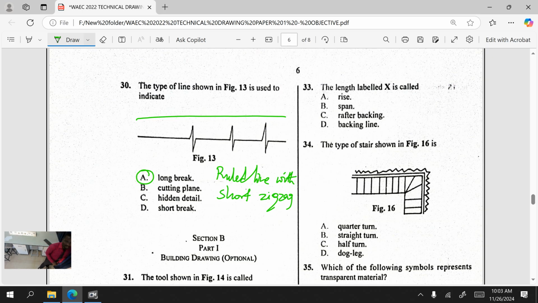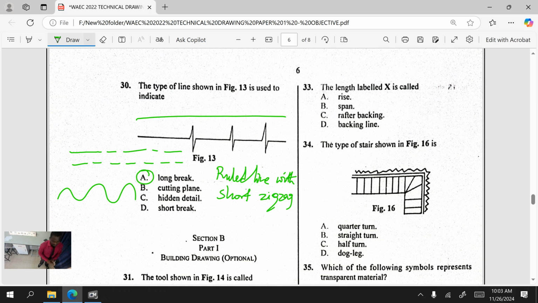For the cutting plane, if you are asked, the cutting plane is a thick, long chain like this. That is the line for cutting plane. Then hidden details is short dashes like this. Then short break. Short break is wavy line. Thin wavy line, that's a short break. Thick wavy line, that's for a short break. So the answer to this is 30.